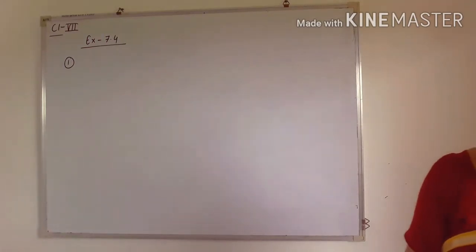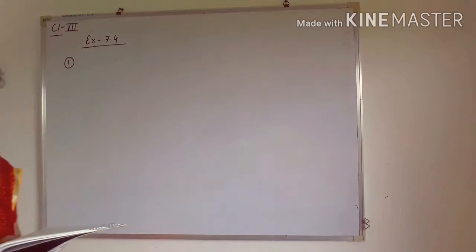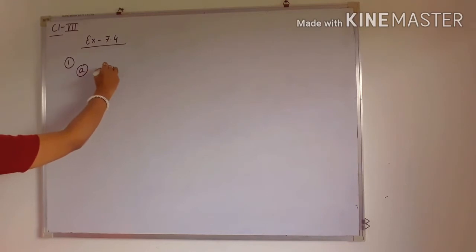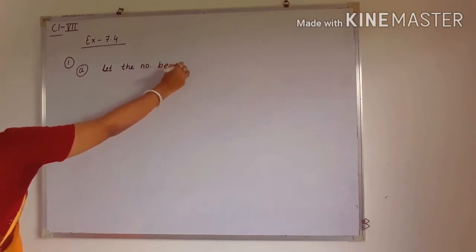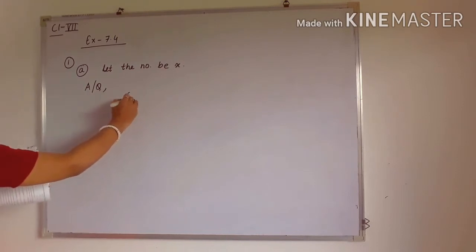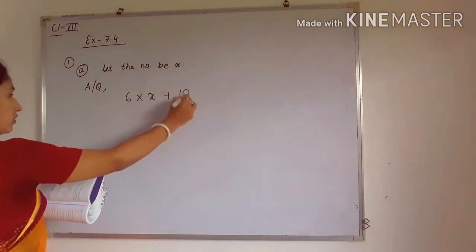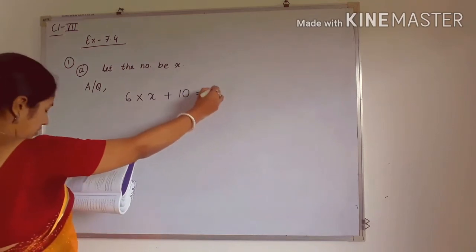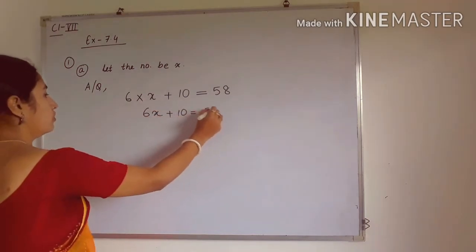Number A: 6 times a number added to 10 is 58. The number is not given, so we have to write like this. Let the number be x. According to the given question, 6 times means 6 is multiplied by that number, and it is added to 10. The final answer, that means is equal to 58. So our equation will be 6x plus 10 is equal to 58.